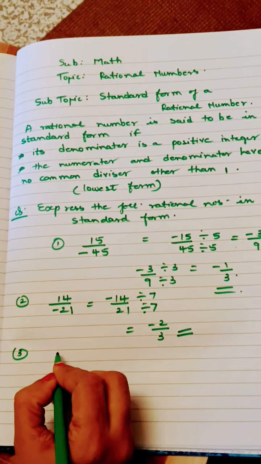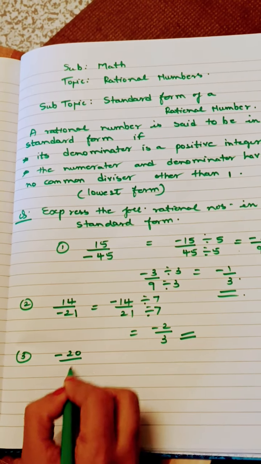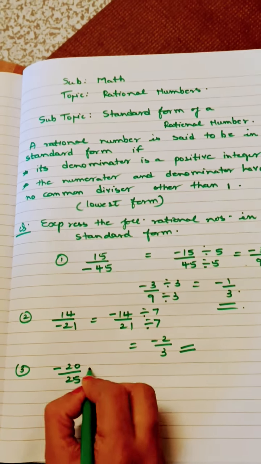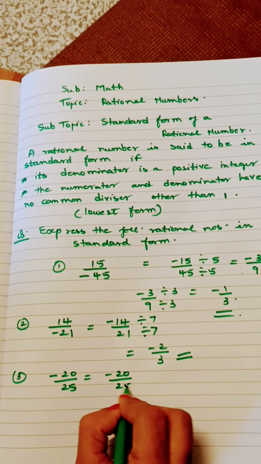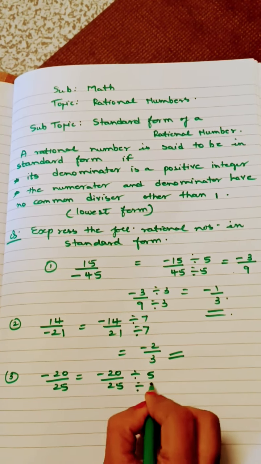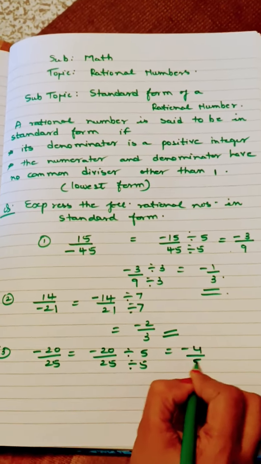Let's switch to the next question. It is minus 20 by 25. When you see this, what can I do? I can reduce it by which table? The 5 table. 5 fours are 20, 5 fives are 25.